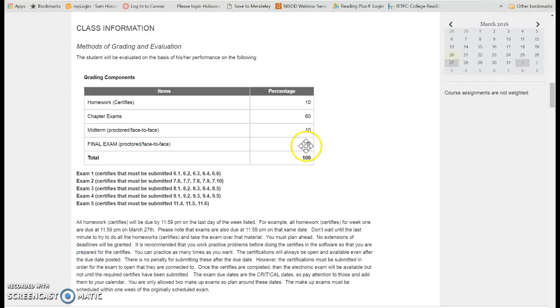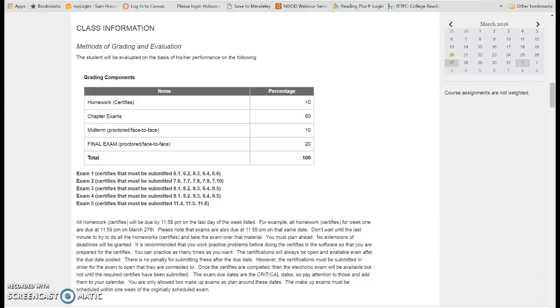Final exam is 20% of your grade, proctored face-to-face. These are all the sections that you have a test over. So the first exam's basically over Chapter 6, the second exam Chapter 7, the third exam Chapter 8, the fourth exam Chapter 9, the fifth exam is Chapter 11.